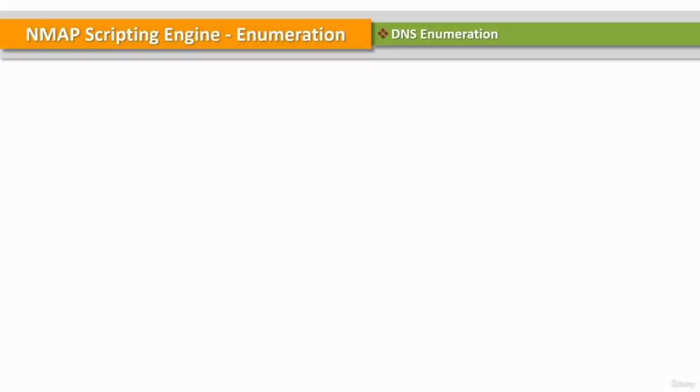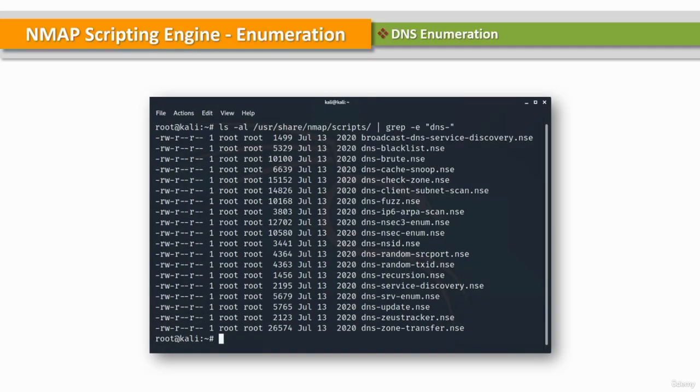Now, of course, there are many ways to perform DNS enumeration. NMAP has multiple scripts for DNS enumeration, as you can see here. These scripts will try to get information in other ways as well. So in this lesson, we are going to use DNS brute as well as DNS zone transfer scripts.